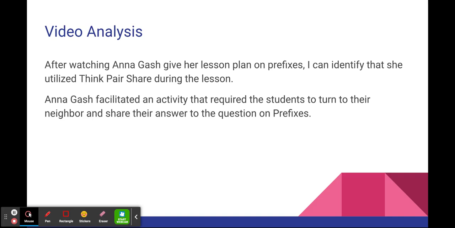She asked a question on what the prefix re means after teaching students the term reheat. And so she encouraged students to share their answer with their neighbor before sharing with the teacher.